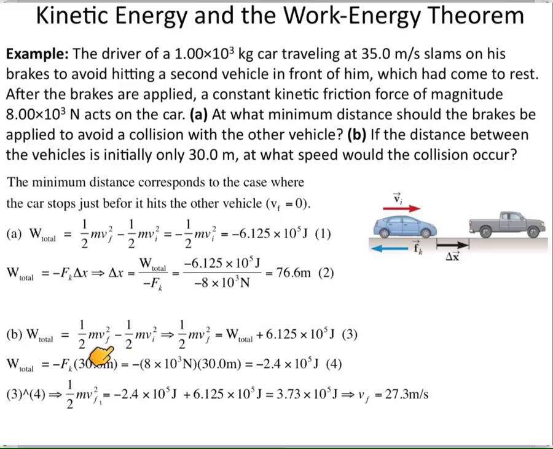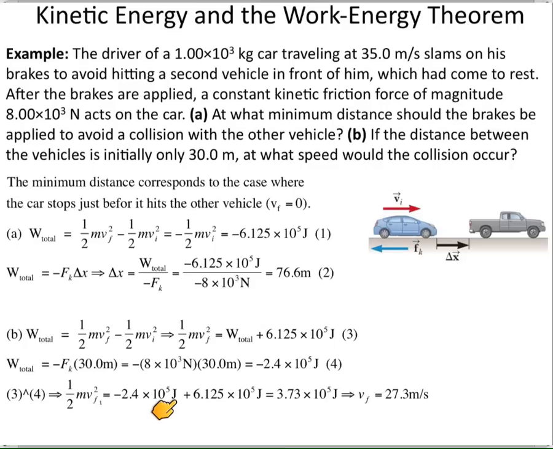So I know initially the car has 1/2 m v final square. But if I subtract this 1/2 m v initial square, sorry, I know the initial velocity, not the final velocity. I know the total work because the total work done is just this minus this one, the work done by the frictional force. So I can express this 1/2 m v final square in terms of the sum of these two different works.